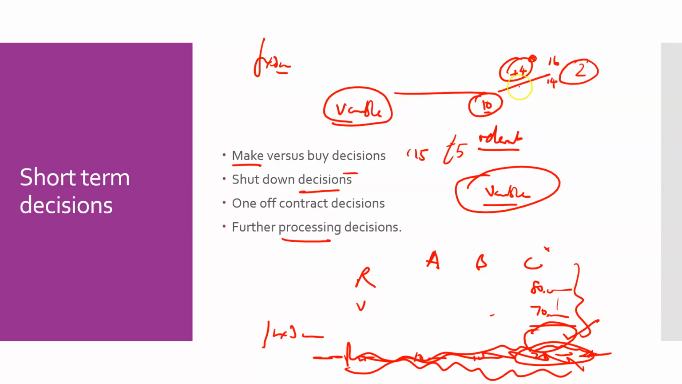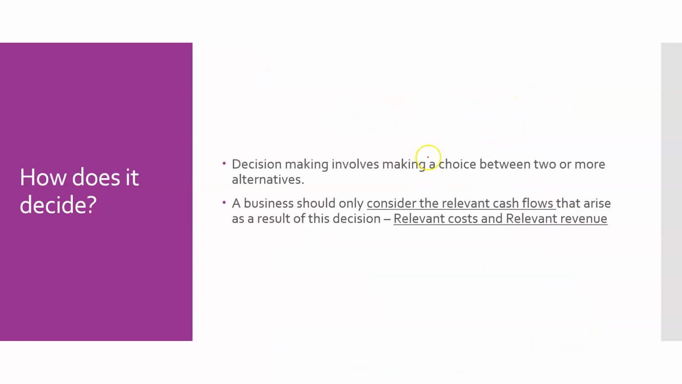So these kinds of decisions about only looking at the variable costs are important for these different examples, and we need them when making future incremental decisions. I'll explain that a bit more when I get there. So decision making involves making a choice, typically between two or more alternatives, and a business should only consider the relevant cash flows that arise.